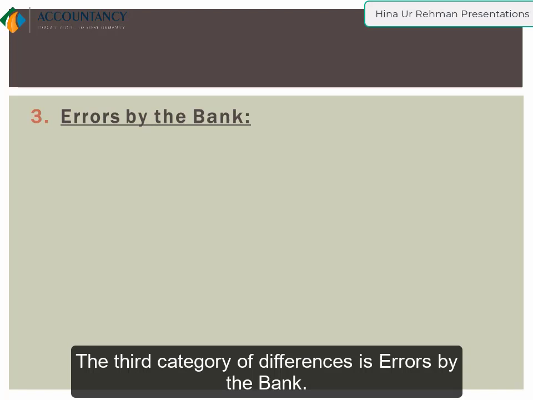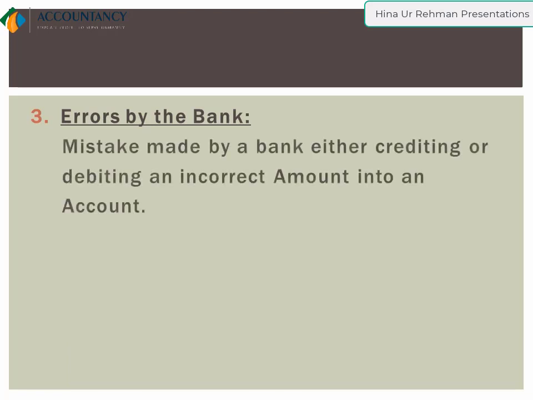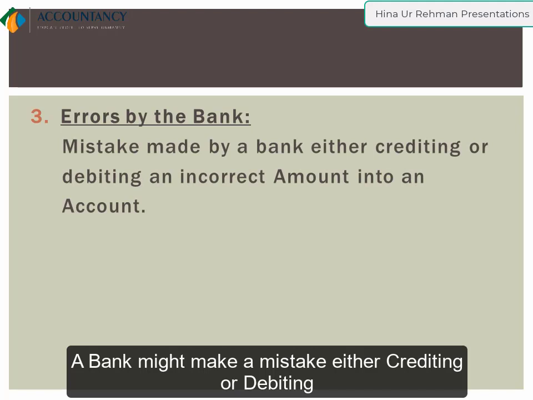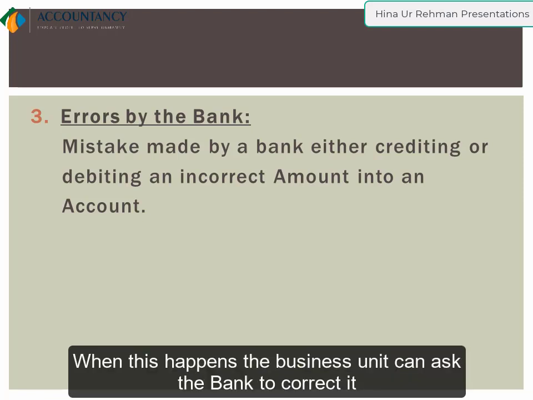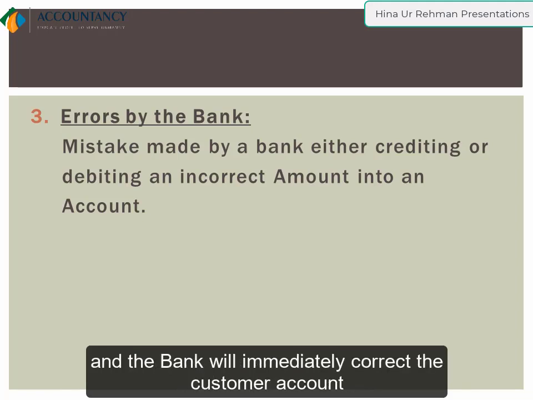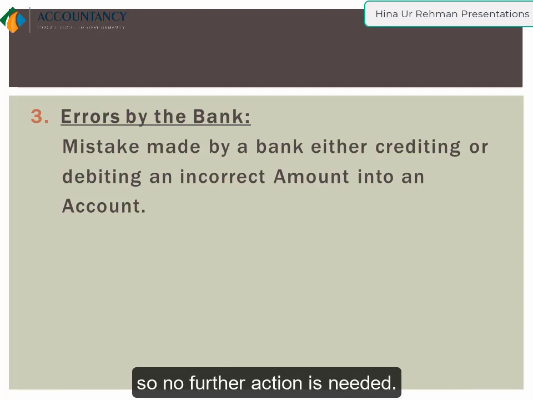The third category of differences is errors by the bank. A bank might make a mistake either crediting or debiting an incorrect amount into an account. When this happens, the business unit can ask the bank to correct it and the bank will immediately correct the customer account. So no further action is needed.